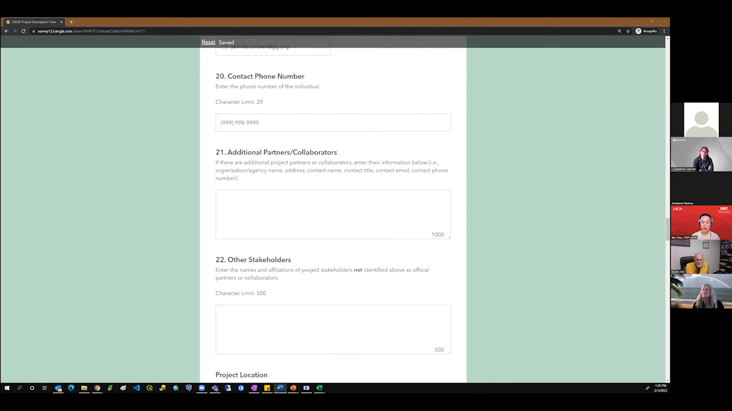And if you had more than one partner or collaborator on your project, you would list the others here in question 21. And again, you would include the same information. So the name of the agency or organization, their address, the name of a contact person, and then the contact information for that individual.